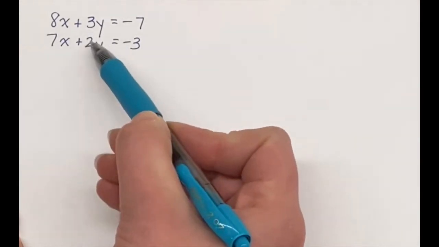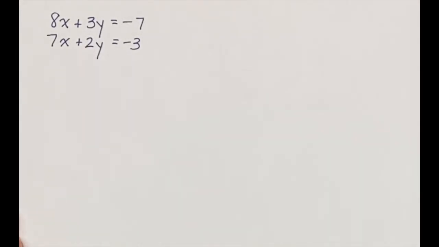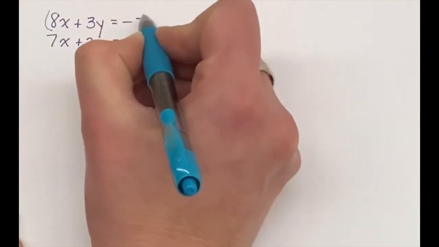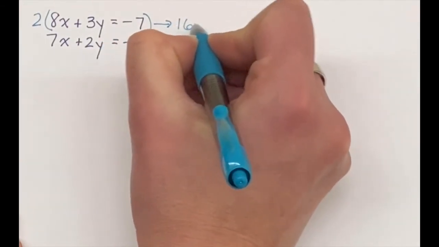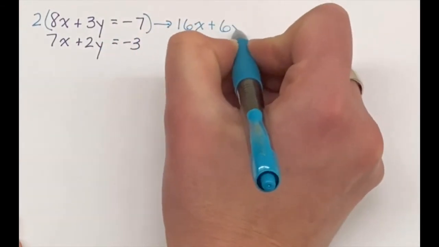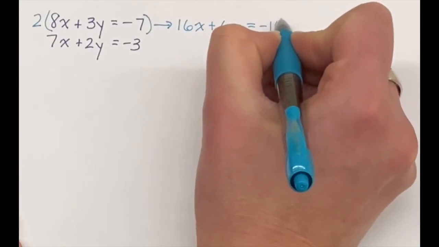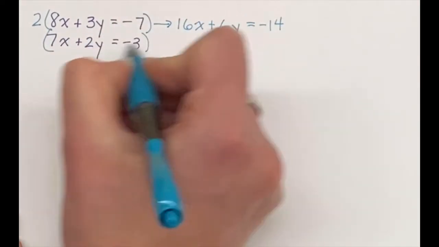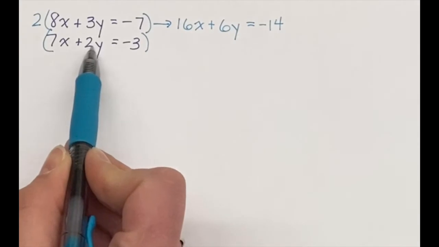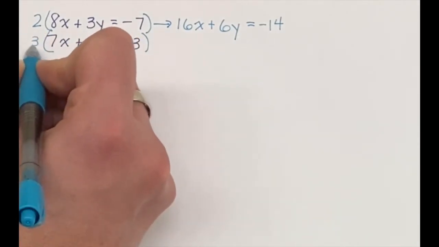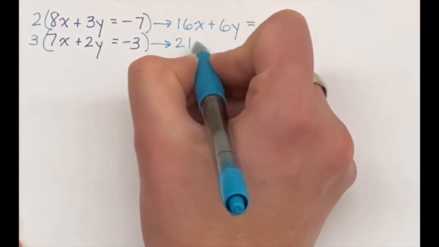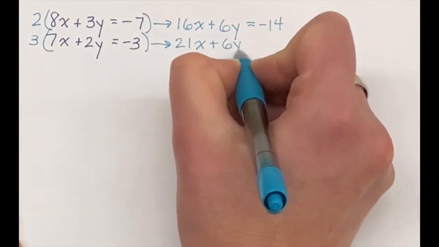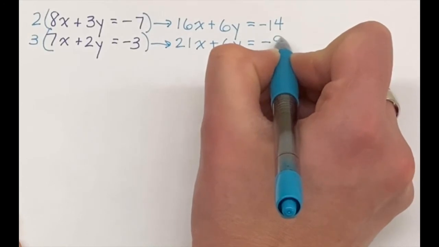I'm going to try to eliminate the y's, only because I like working with smaller numbers. And the least common multiple of 3 and 2 is a 6. So I'm going to make sure that this 3 becomes a 6. So to do that, I'm going to multiply the top equation by 2. So this becomes 16x plus 6y is equal to -14. And I need to make this 2 become a 6, so I need to multiply the whole bottom equation by a 3. So the bottom equation becomes 21x plus 6y is equal to a negative 9.